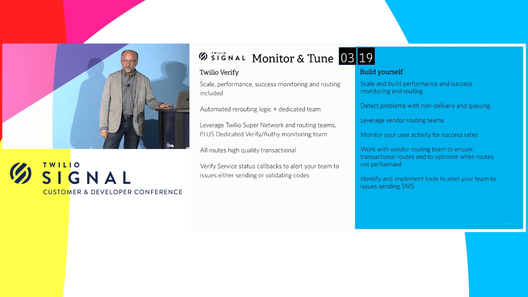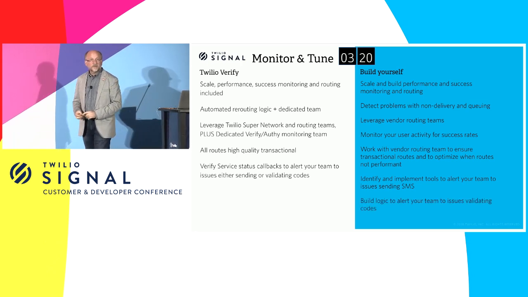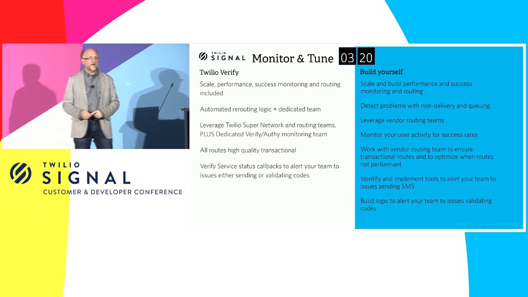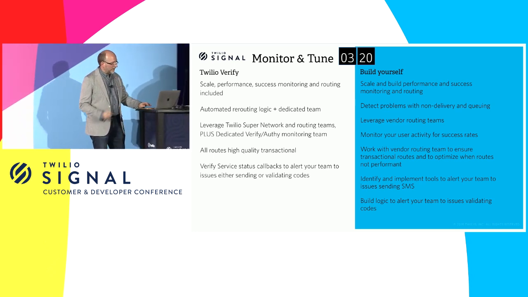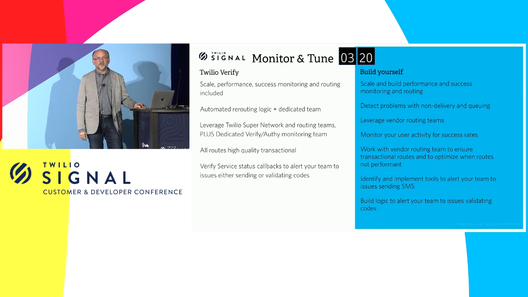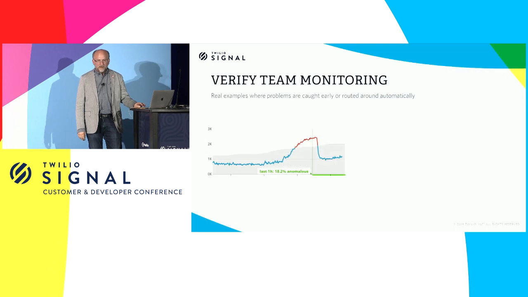And actually, there's one more point. That's sending SMS. You also need to build logic yourself to alert your teams to issues validating codes. So if users are having trouble validating codes, it's usually a sign that they're actually not getting the SMS regardless of what the carriers tell you. So we're at 3 to 20 now.